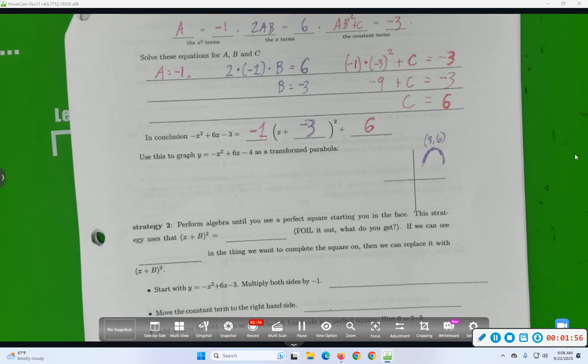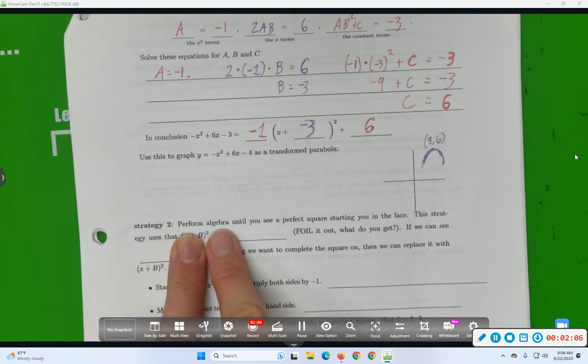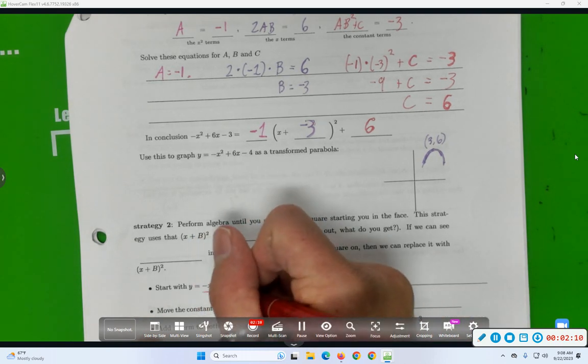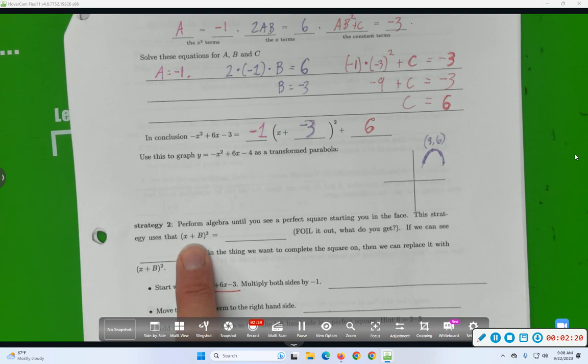It's one that'll feel a little bit more ad hoc, but maybe it'll be more natural in some ways. So here's the summary. Let's just perform algebra on the side that we have, so minus x squared plus 6x minus 3, until I see a perfect square show up. And in order to do that, let's just recognize what a perfect square will look like. What do you get if you FOIL out x plus b squared?